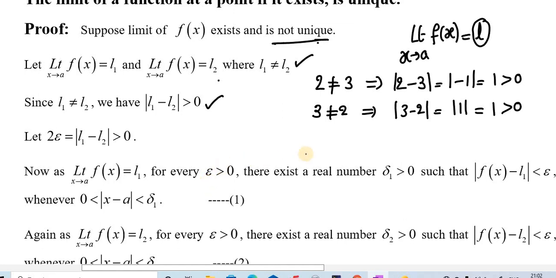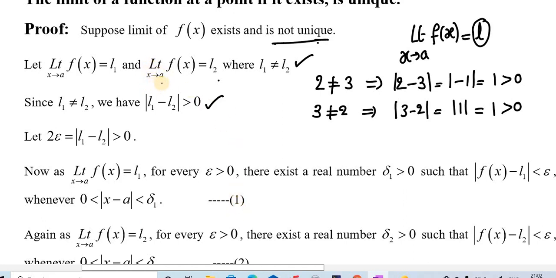For this epsilon greater than 0, there exists delta 1 greater than 0 such that here we have f of x, here we have L1. Take this one and this one. The difference of these two is negligible. That is, modulus of f of x minus L1 is less than epsilon. This will happen whenever 0 is less than mod x minus a less than delta 1. Take this as equation 1.